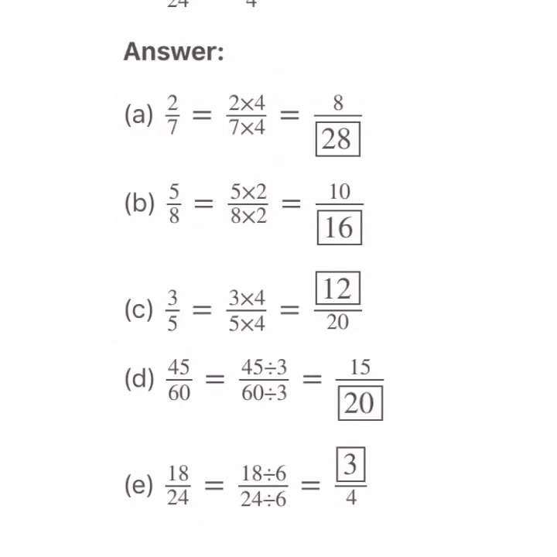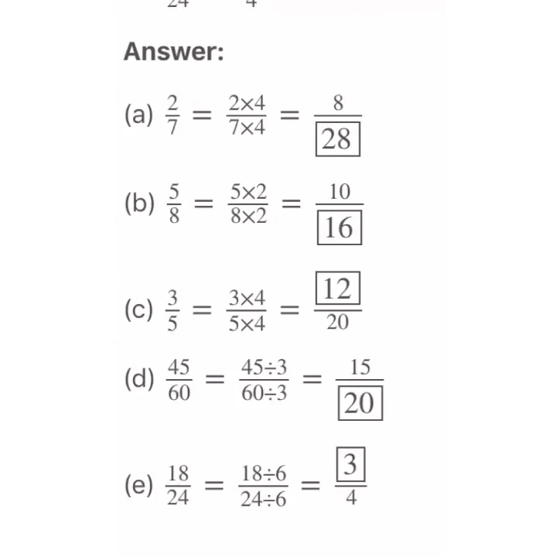Now the next one is 3 by 5 is equal to blank upon 20. Now children, we need the numerator over here. So what we will do, we will divide the denominators, that is 20 divided by 5. And what is the quotient? Yes, 4. So what we will do, we will multiply the numerator and denominator with 4.